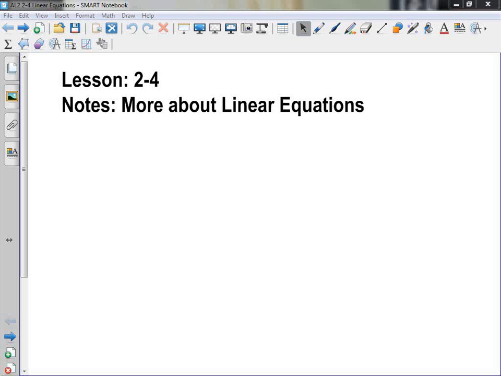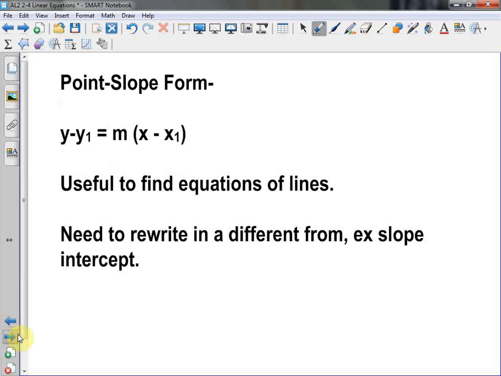All right, for Algebra 2 today, we're going to cover 2.4, which is more about linear equations. We started linear equations with the last lesson, and we talked about slope-intercept form, which is y equals mx plus b. We talked about intercepts and some other stuff about lines. But today we're going to just learn more. Basically, it's a continuation of what we learned last time.